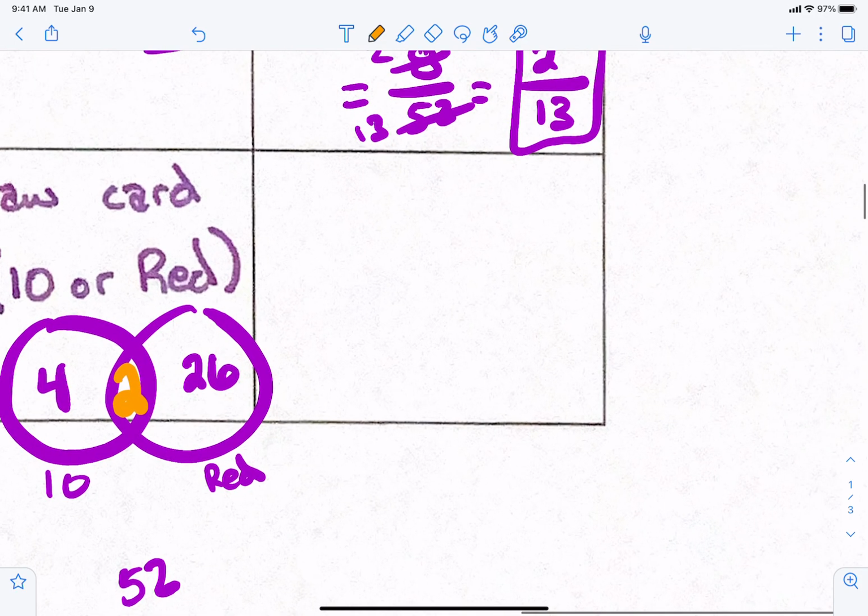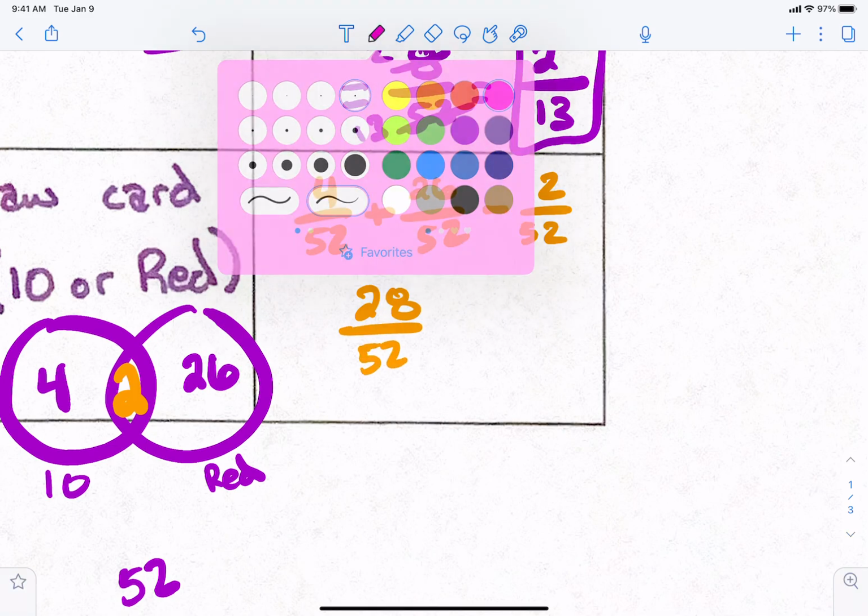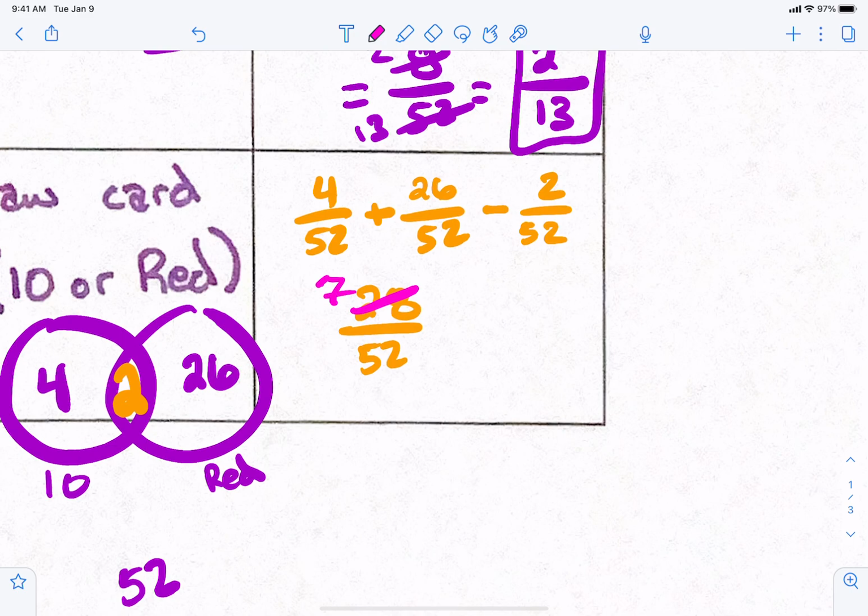Okay, so I do 4 over 52 plus 26 over 52 minus the 2 that I don't want to count twice. In this one, when you're adding and subtracting, don't reduce until the very end because you need a common denominator. 4 plus 26 is 30 minus 2 is 28 over 52. All right, divide them by 4, and it's 7 over 13. Yeah, 7 over 13. Okay, and there's that.